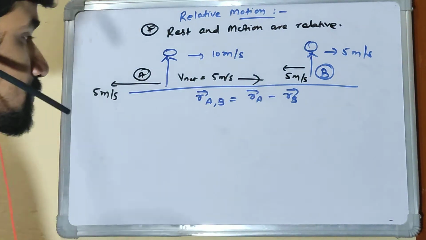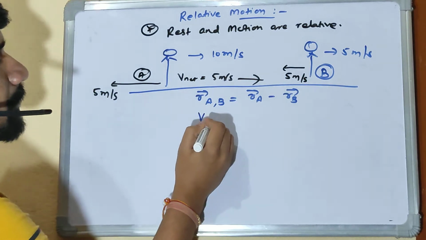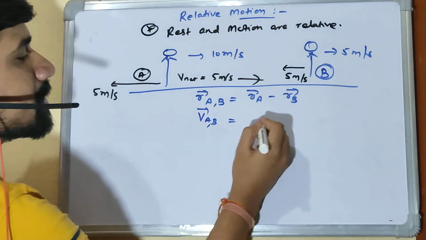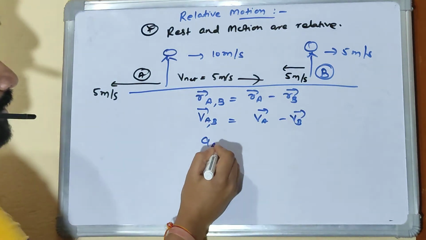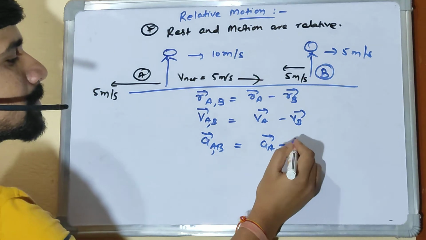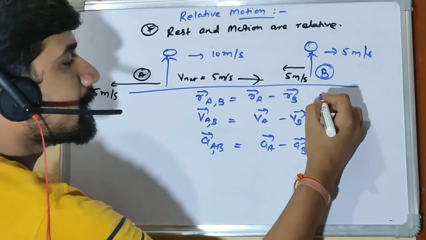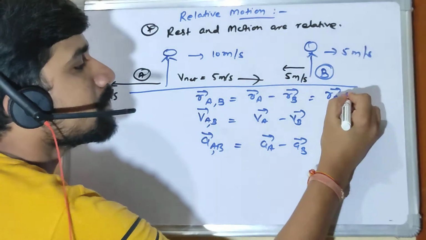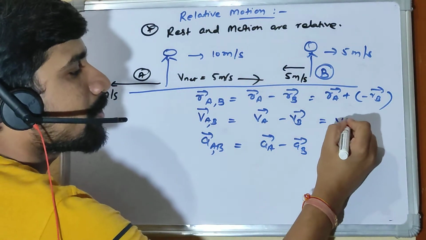Very clear. Now for velocity, differentiation of the position vector will give me velocity. This will be v of A minus v of B. Acceleration of A with respect to B will be given by a of A minus a of B. So what I am actually doing is adding the negation of the B vector to the A vector here, the same at all points.